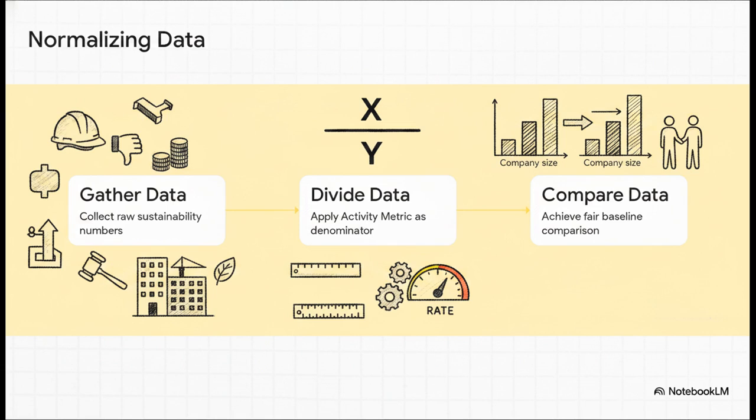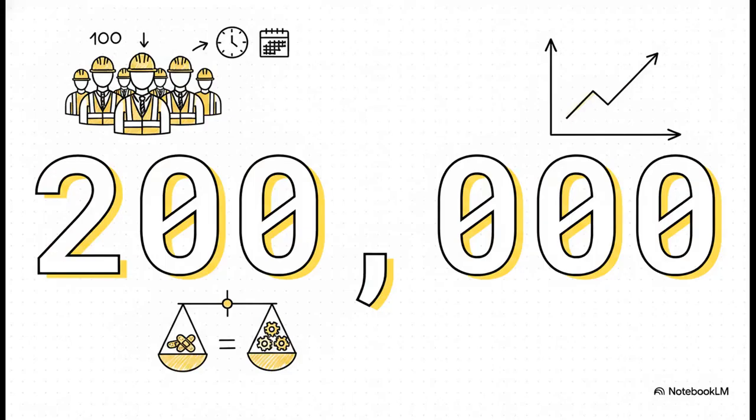You take that raw number and divide it by your scale of operations using one of our foundational activity metrics. And step 3. Boom, you get normalized data. You turn a massive absolute number into a proportional rate that you can actually benchmark against any competitor, regardless of their size. The framework even builds this normalization directly into specific calculations for you, which is pretty brilliant. Take this number, for example, 200,000.